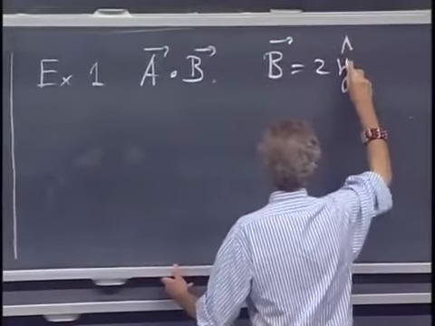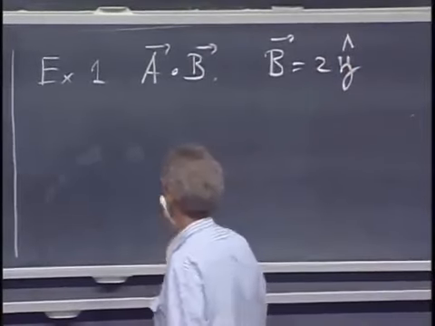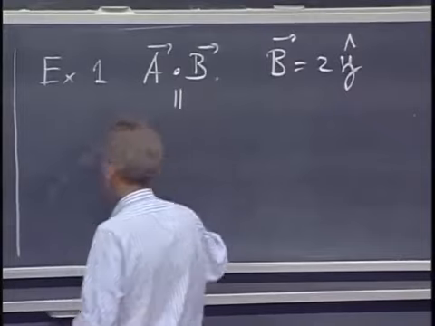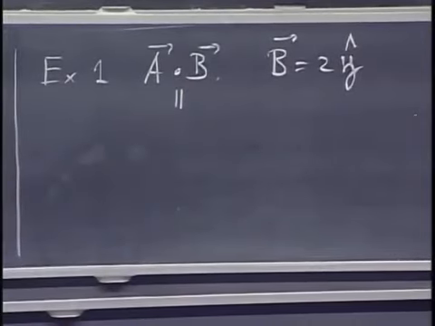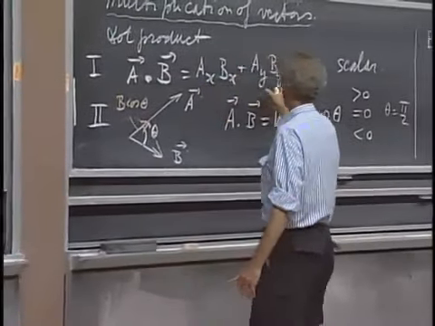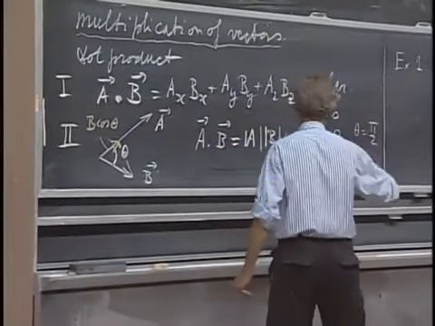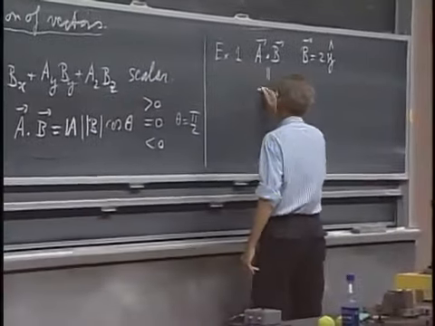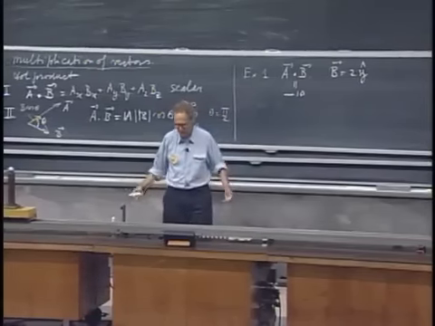2y roof. That's all it is. Well, what is A dot B? A dot B, there's no x component of B, so that term becomes 0. There is only a y component of B, so it is minus 5 times plus 2. So I get minus 10 because there is no z component. Simple as that. So it's minus 10.